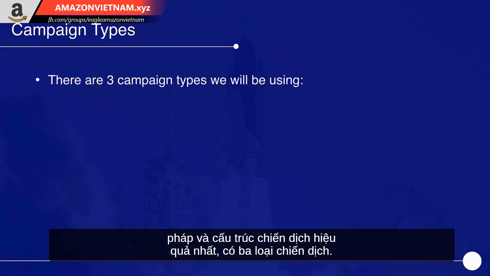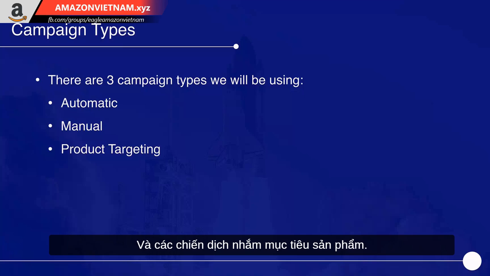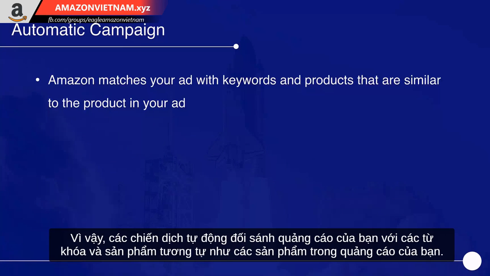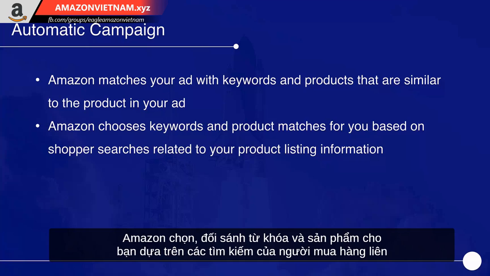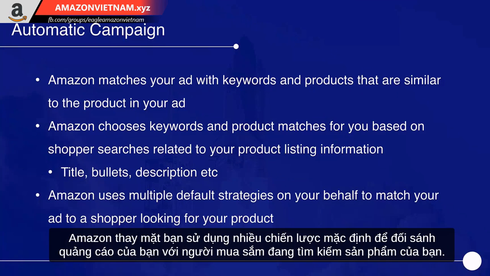There are three campaign types we will be using: automatic campaigns, manual campaigns, and product targeting campaigns. Automatic campaigns match your ad with keywords and products that are similar to the products in your ad. Amazon chooses keyword and product matches for you based on shopper searches related to your product listing information, such as your title, bullets, and description. Amazon uses multiple default strategies on your behalf to match your ad to a shopper looking for your product.